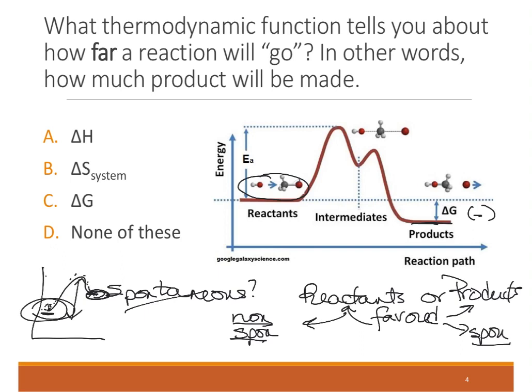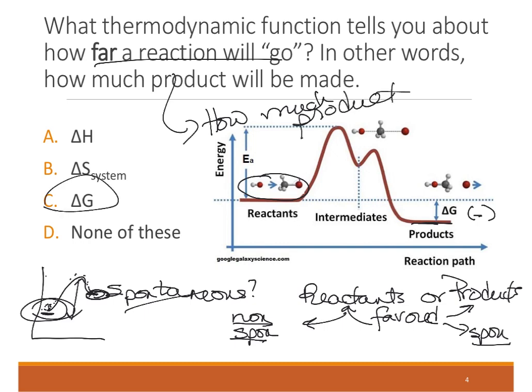So the answer to this question, what thermodynamic function tells you about how far a reaction will go, that's another way to say how much product. What thermodynamic function tells you how much product will be formed? It is delta G.